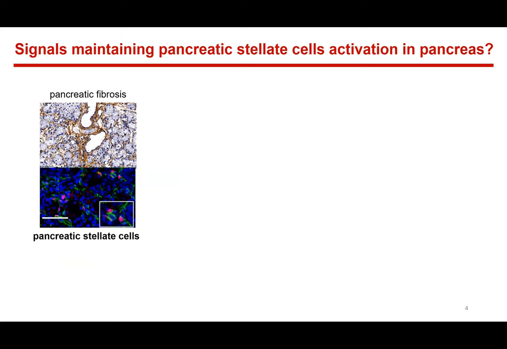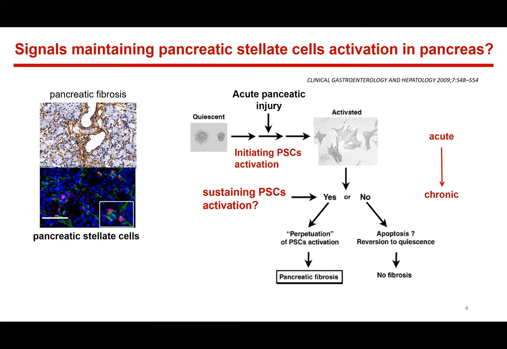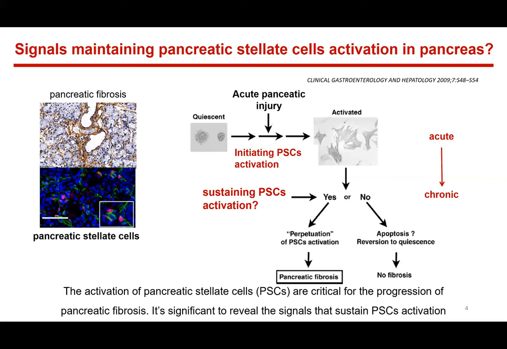And the pancreatic stellate cells are critical for pancreatic fibrosis, which occurs as a consequence of inflammation. Acute pancreatic injury will provide signals to initiate the activation of pancreatic stellate cells. However, in the transformation from the acute to the chronic stage, more signals are needed to maintain the further activation of pancreatic stellate cells and to promote fibrosis progression. So it is very important to reveal the signals that sustain the PSC activation.